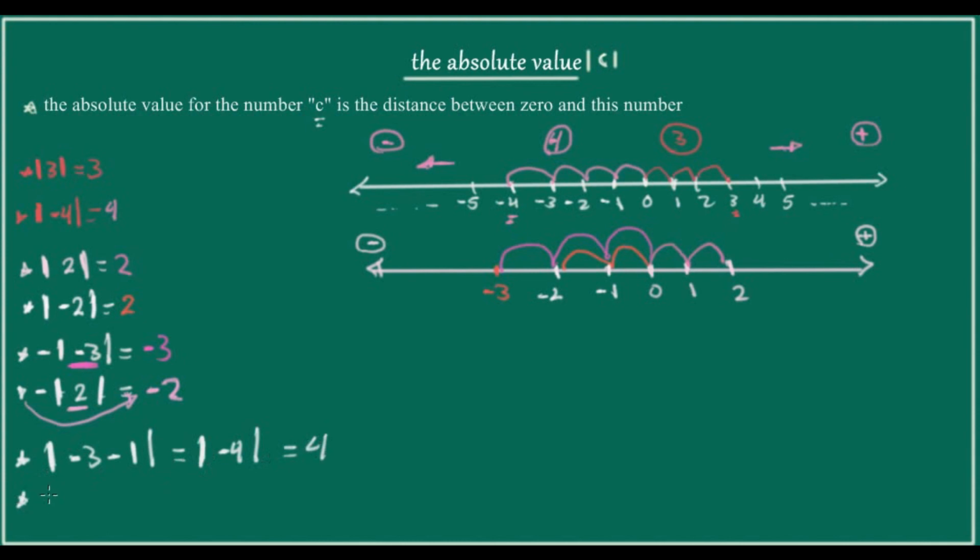Let's take one more. If we have here negative 4 minus negative 2 between absolute value bars, we have an operation also. You have to solve this operation, and after that find the absolute value. Negative 4 minus negative 2 is going to be negative 4 plus 2. Then adding, we get 6, and the absolute value of the number 6 is going to be 6.